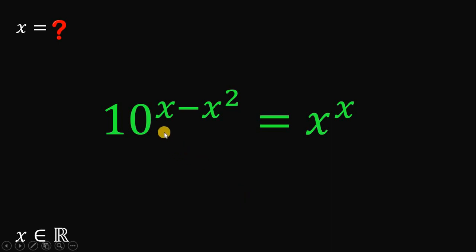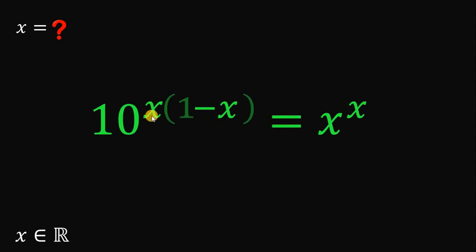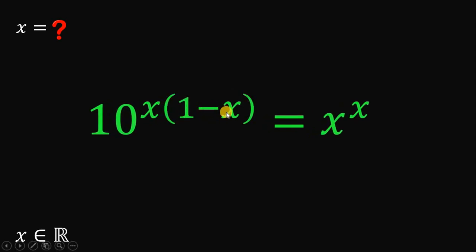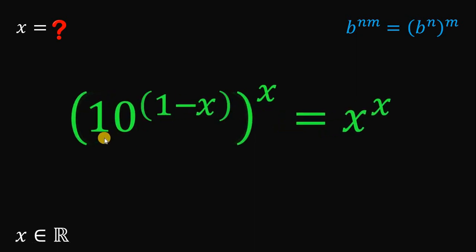First thing to do is to factor out x in the exponent of 10. So if we do that, we get x multiplied by 1 minus x. Now, let's use this law of exponent. If we have b raised to n times m, it is equivalent to b raised to n, raised to the power of m. Therefore, the left-hand side of our equation can be written as 10 raised to 1 minus x, raised to the power of x.